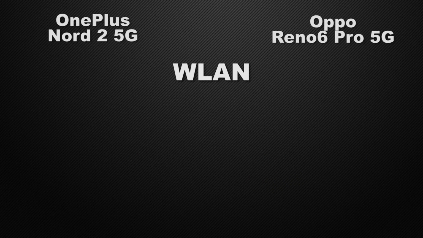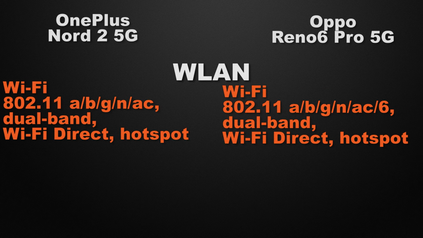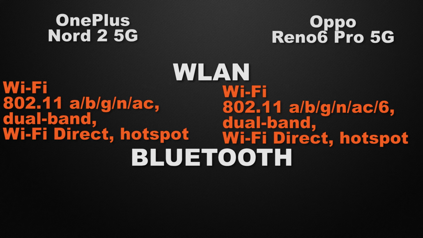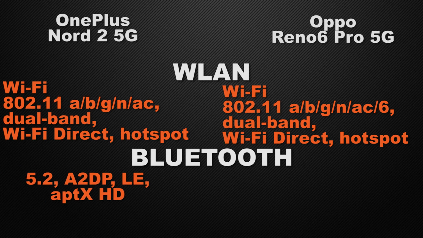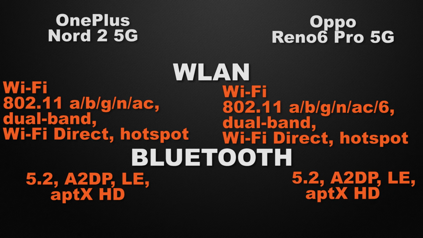Moving to the communication chips in the devices, starting with the WLAN. Both devices come with Wi-Fi AC, dual band Wi-Fi, Wi-Fi Direct and hotspot. But Reno 6 Pro has 6th generation Wi-Fi, which provides more coverage area and more speed. So the winner here is Reno 6 Pro. And about the Bluetooth version, Nord 2 has Bluetooth 5.2, and Reno 6 Pro also has Bluetooth 5.2. So it's a tie because both devices have the same generation of Bluetooth.